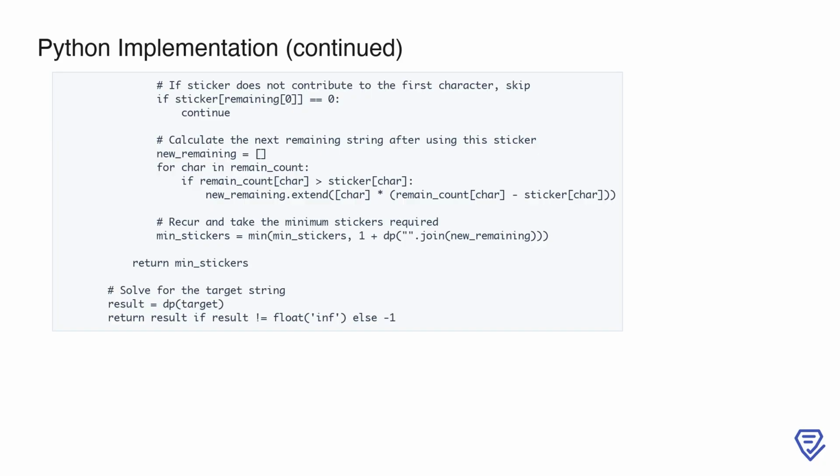string. We solve the problem for the target string by calling dp with the target as input. If the result is infinity, it means the target cannot be formed with the given stickers, so we return -1. Otherwise, we return the result, which is the minimum number of stickers required.